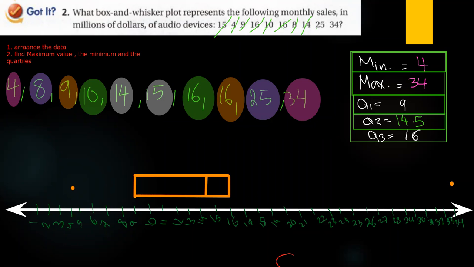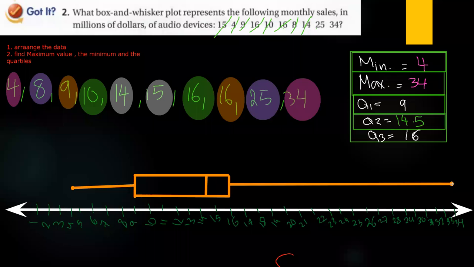This is the box. And then I will make a line starting from Q1 to connect with the minimum. This is my first whisker. And then from the Q3 to my maximum, I draw the second whisker here. Is it clear?